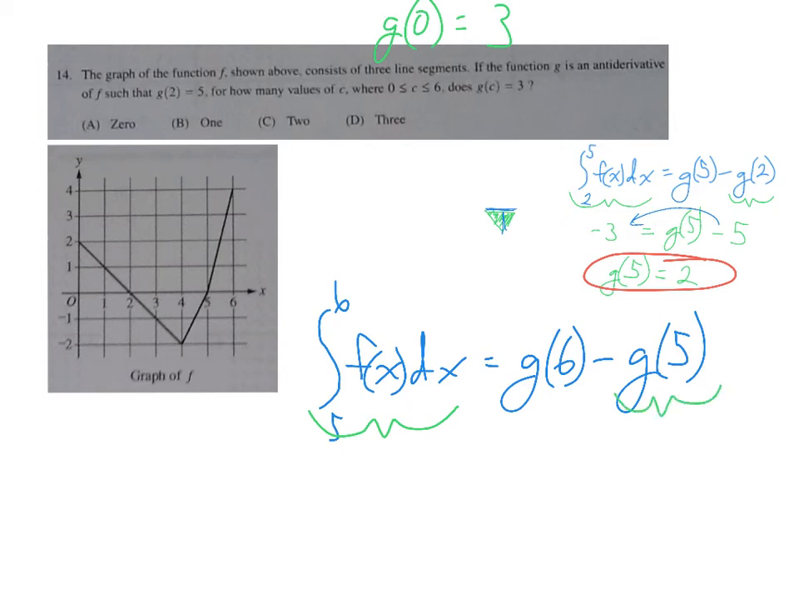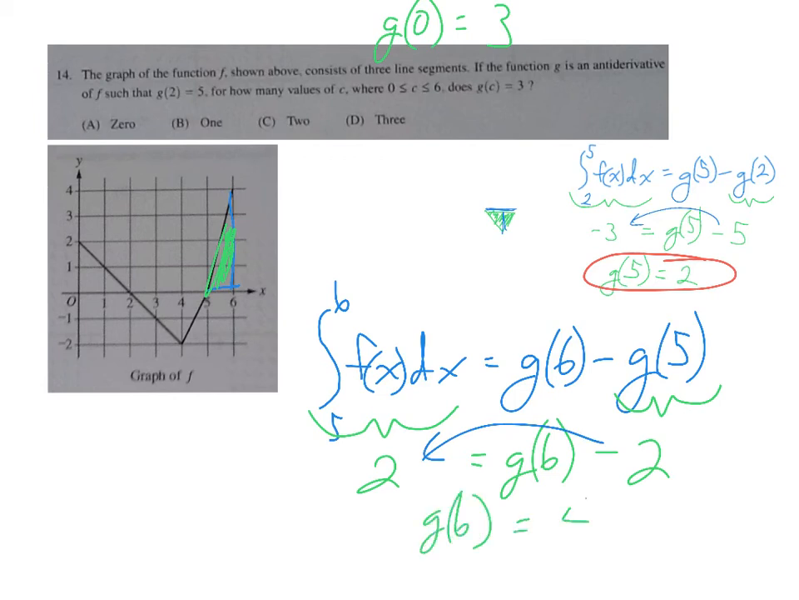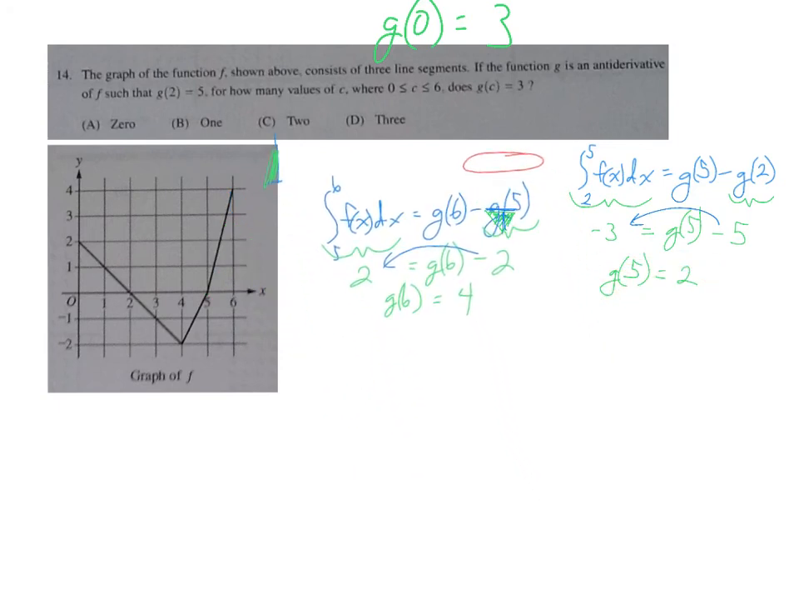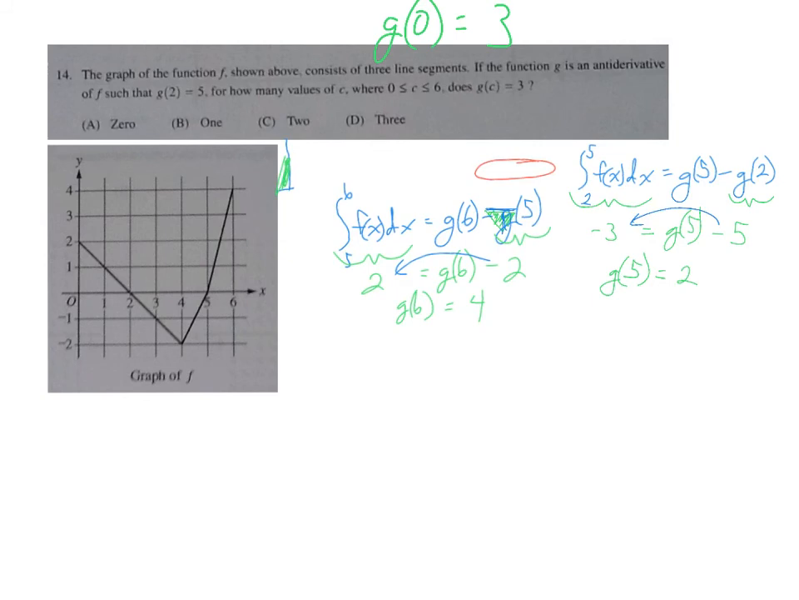So my area, base times height, is going to give me all of this area in here. That's 1 times 4 divided by 2. That is 2. There is g of 6, minus g of 5, and we just said that was 2. So again, we want what minus 2 is going to equal 2. A little switch and bring that over. g of 6 is 4. Okay, let's move that.